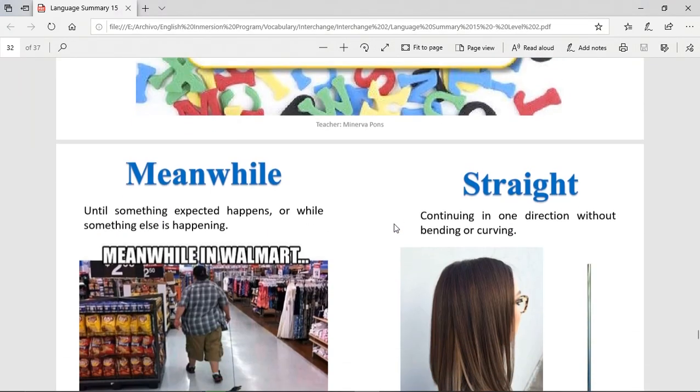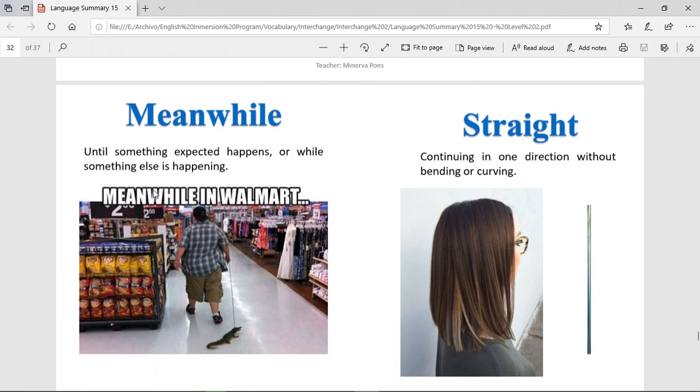Okay, let's see some adverbs. Meanwhile. Until something expected happens, or while something else is happening. Basically, you say meanwhile because while this is occurring in one place, this other thing is occurring in another place. For example, right now you are watching this video, I'm recording the video, but meanwhile, in Walmart, there is a guy, you know, with an alligator going like nothing's happening.